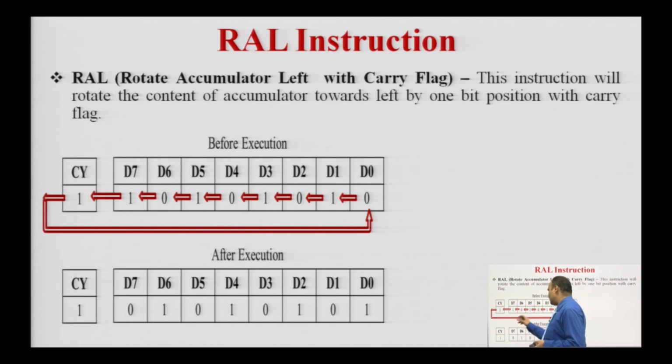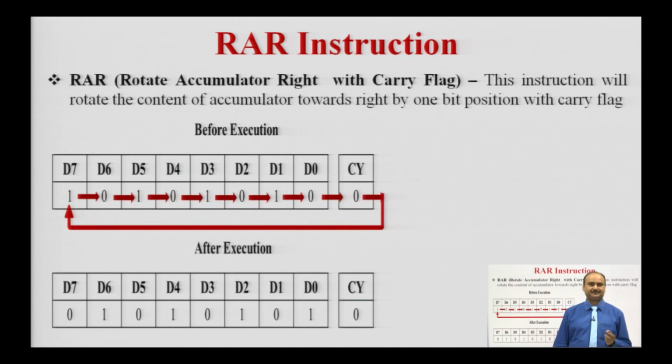Before the execution, the content of the accumulator is 10101010. After the execution the content becomes 01010101, and the carry flag is set because the D7 bit is 1. It is shifted to the carry bit position, and the carry bit, previously 1, is shifted to the D0 position. So previously D0 was 0, now D0 becomes 1. This is the meaning of the RAL instruction.